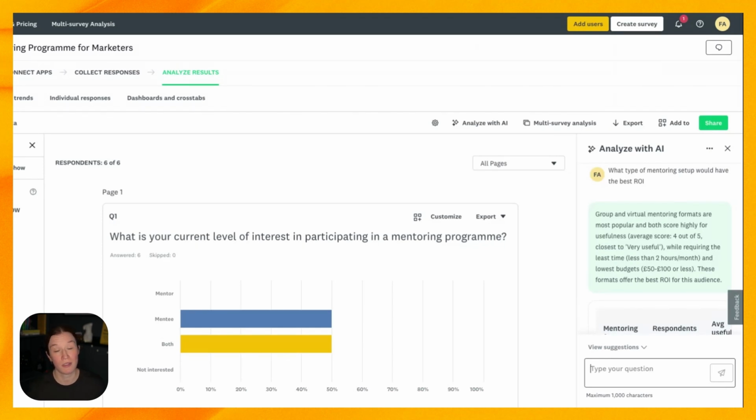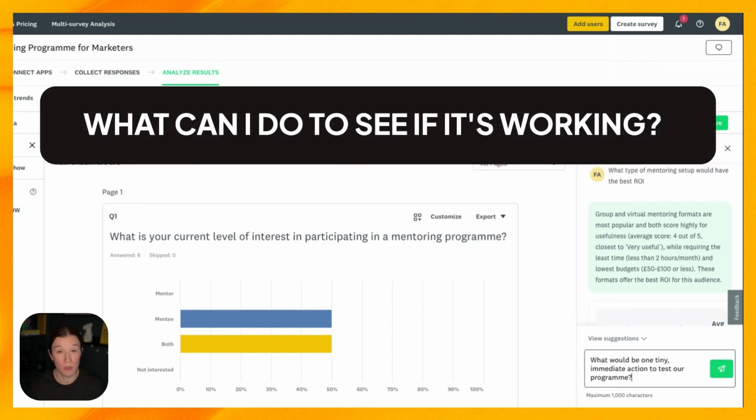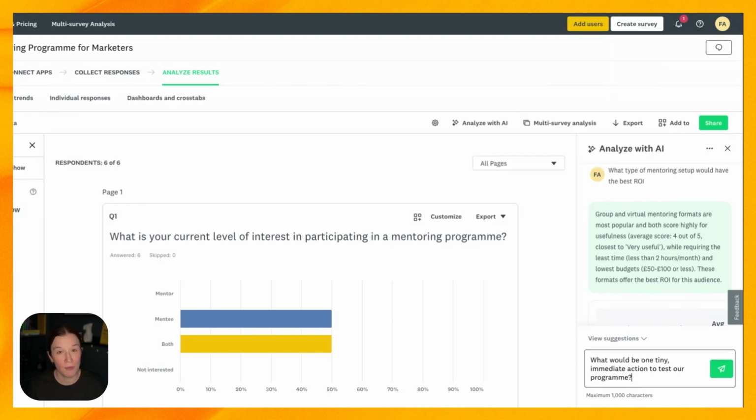So it can even give you an answer to this specific signal. One of my favorite questions is, what can I actually do to see if this is working? And hopefully within my responses, AI can find a bit of help for me to identify that action for myself.